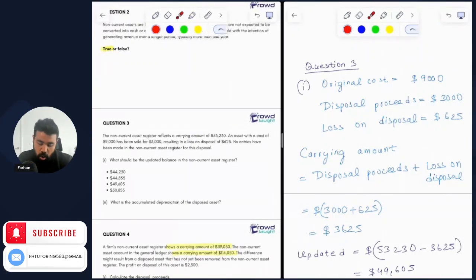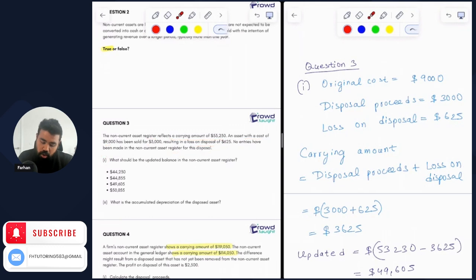So the non-current asset register reflects a carrying amount of $53,230. An asset with the cost of $9,000 has been sold for $3,000, resulting in a loss on disposal of $625. No entries have been made in the non-current asset register for this disposal. The first part of the question is to find the updated balance in the non-current asset register.